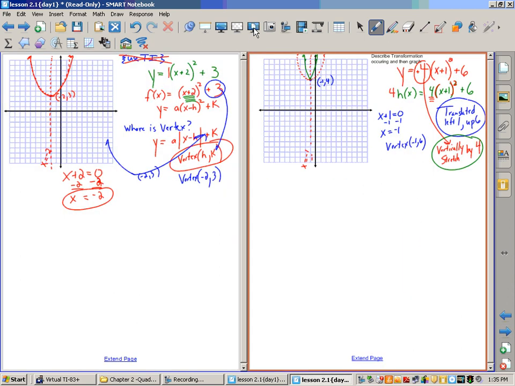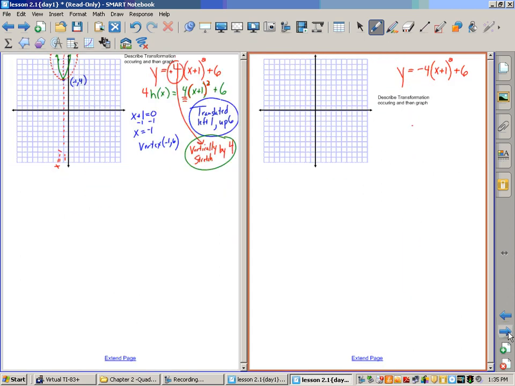Okay, because we are running out a little bit of time here, I just want a conversation with your neighbor. Tell them how this equation differs from that one in a verbal transformation. There's your new equation. Verbally tell them how y equals -4 times x plus 2 squared plus 6 is different.